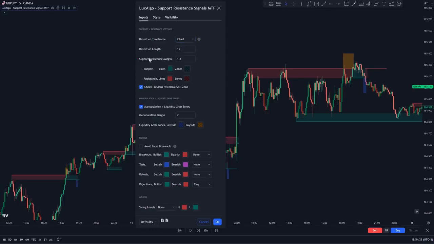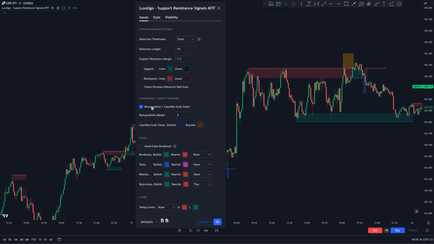Support and resistance margins. This determines the width of the support and resistance zones. Then here you can easily modify the colors of both lines and the zones to better suit your chart aesthetics. This checkbox lets the indicator revisit and assess past support and resistance levels. However, for our showcased strategy, we'll leave this option off.